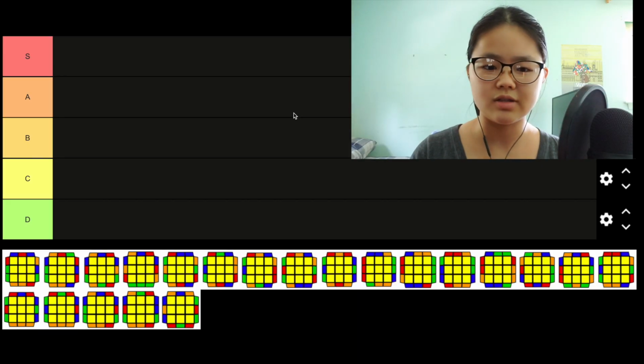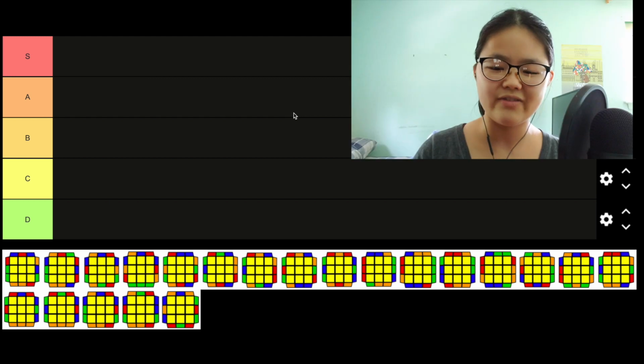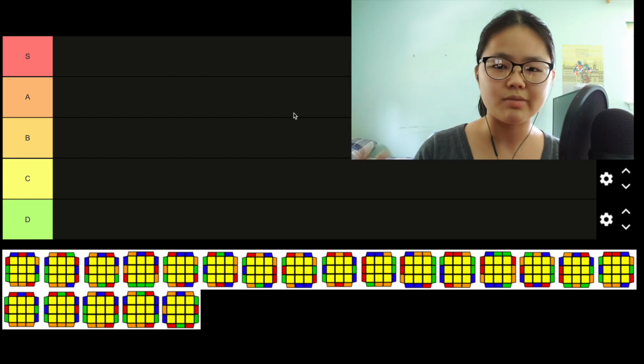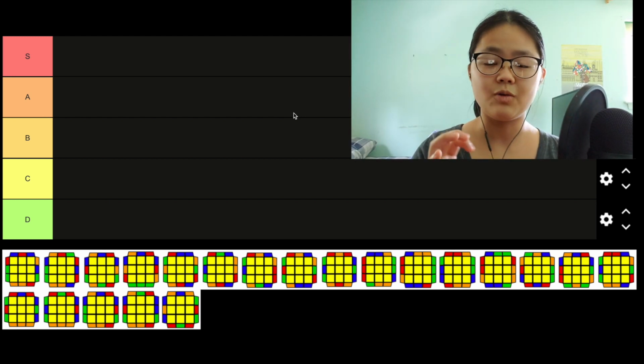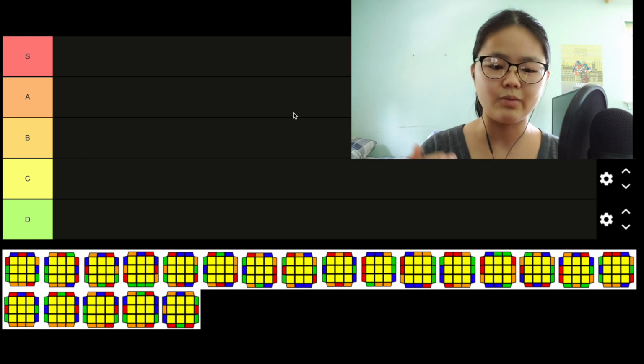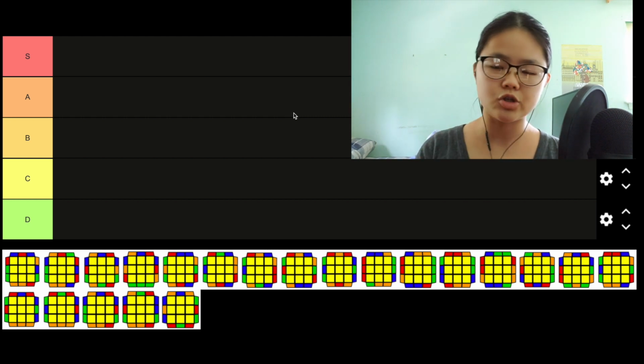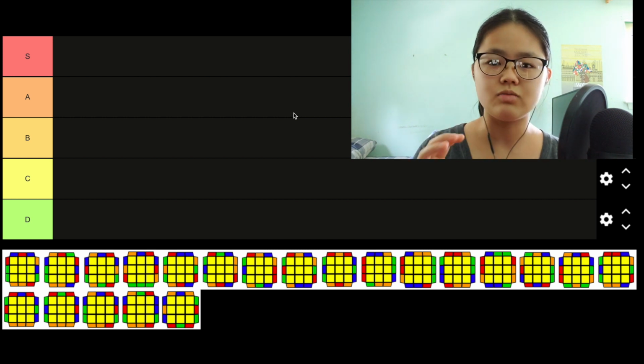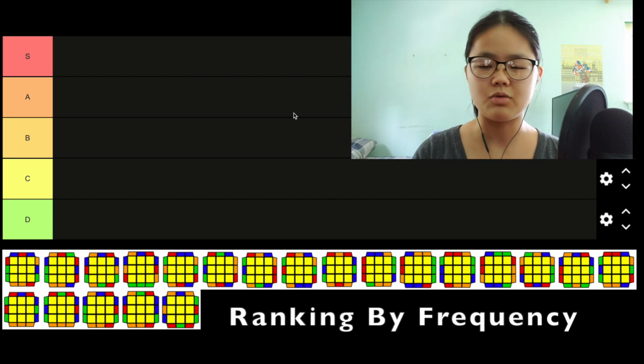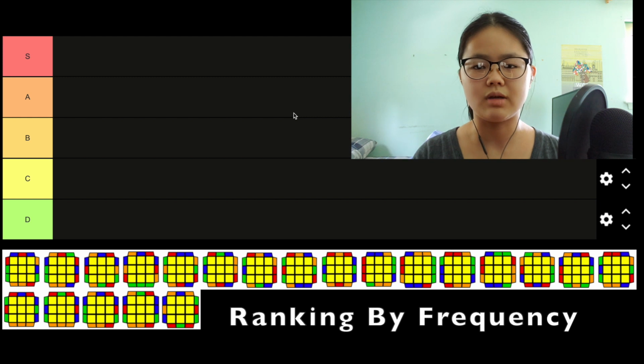So here you'll see this tier maker thingamabobber that I found, where I'm not really sure what the letter tiers are, but I'm just going to pretend that the top is the ones that come up most often and the ones on the bottom come up the least often. I just have pictures of all 21 PLLs, and I'll go through one by one and rank how often I think they come up, so which ones come up more frequently, which obviously is the same thing.